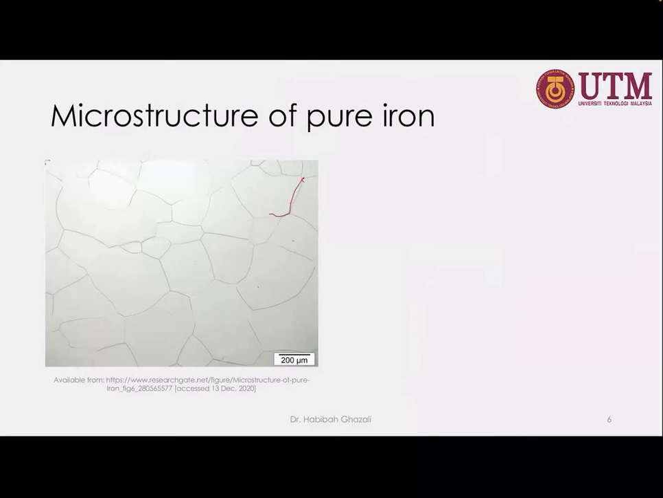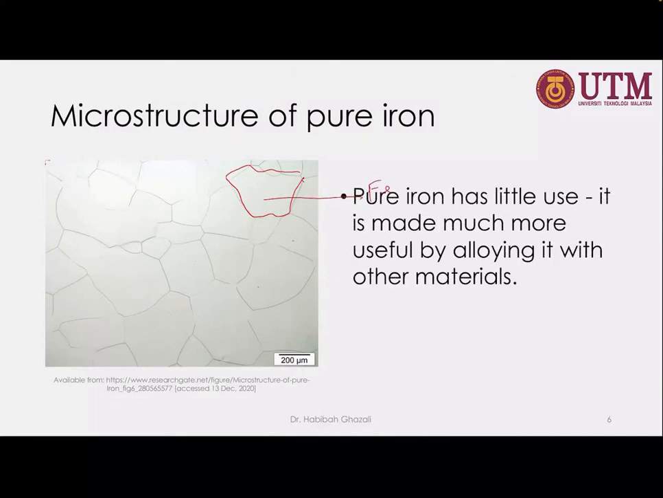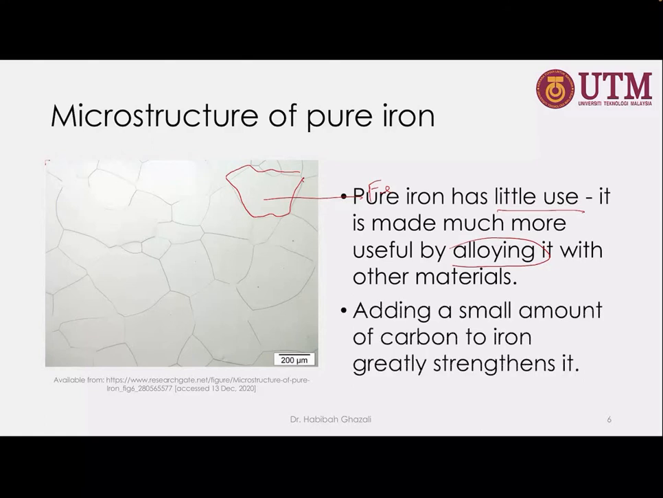You can see the grain boundary. There is one color, a white, light color like this. There is only one single phase. What is it? It is pure iron. However, pure iron has little use. It is made much more useful by alloying it with other materials. Adding a small amount of carbon to iron greatly strengthens it.